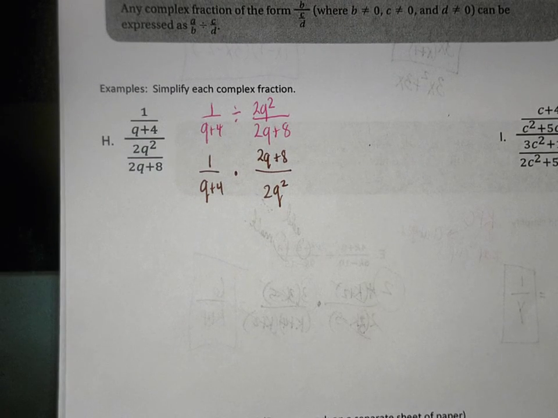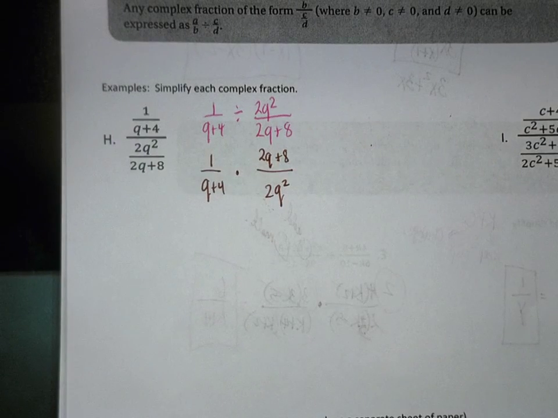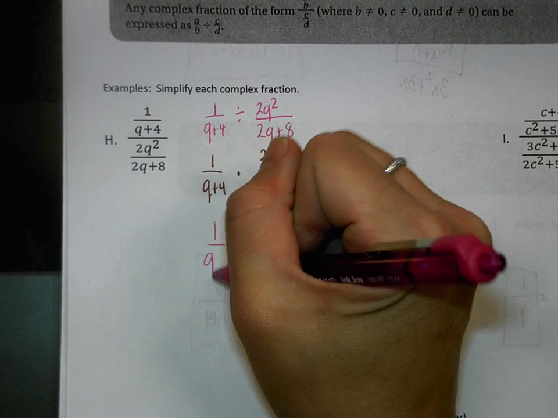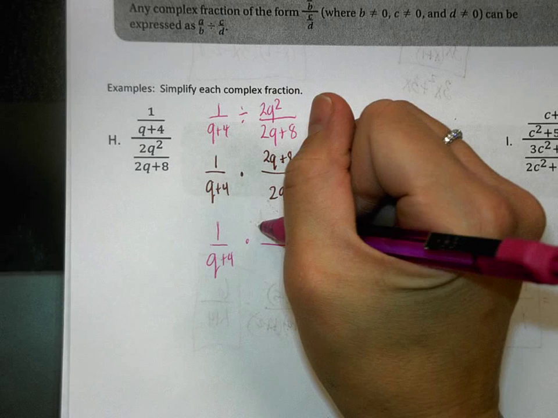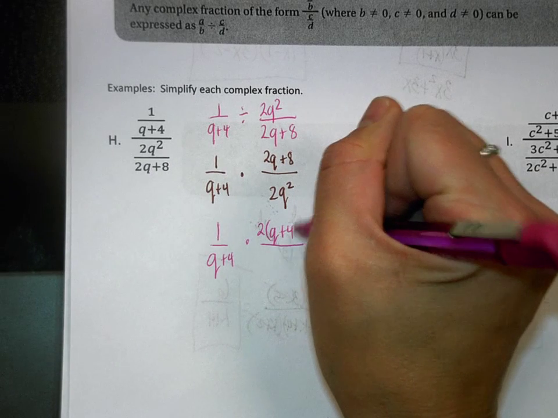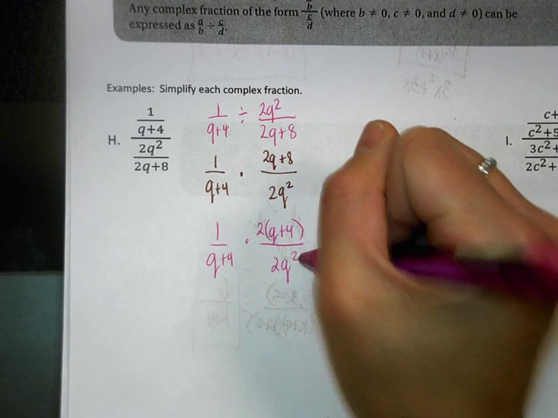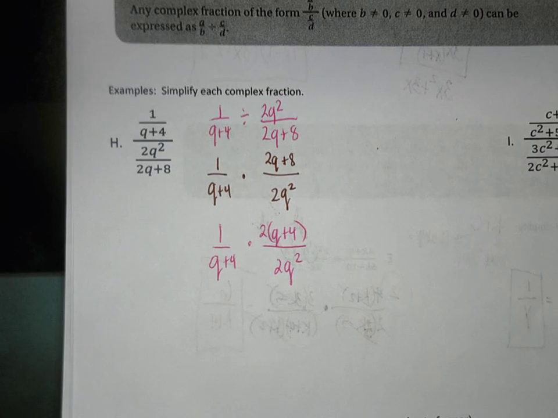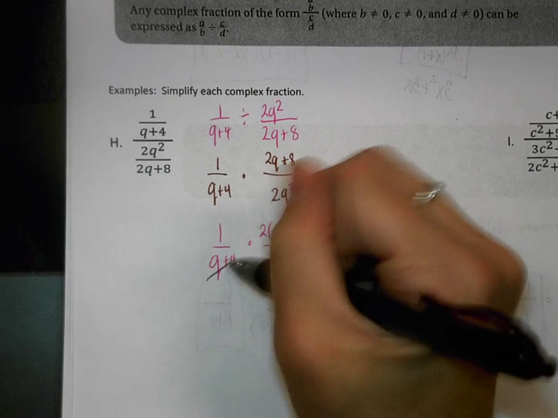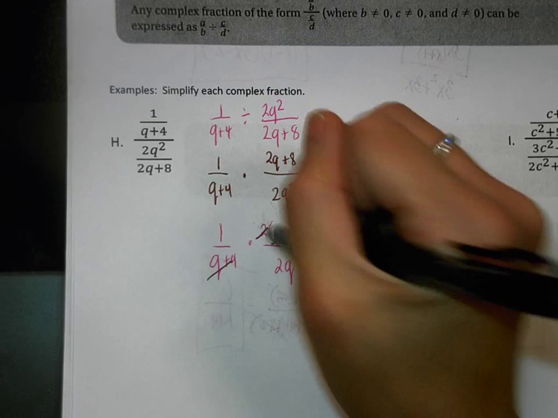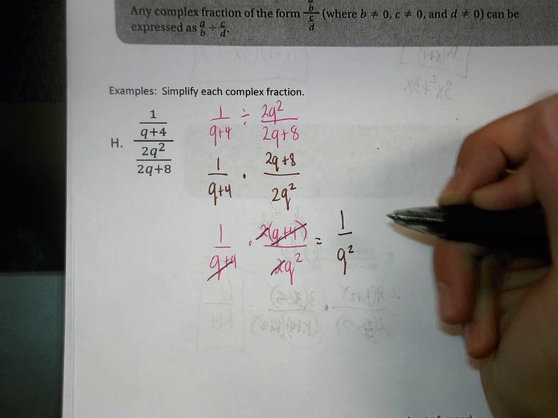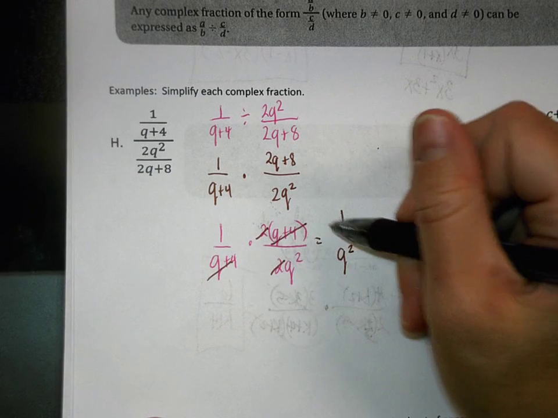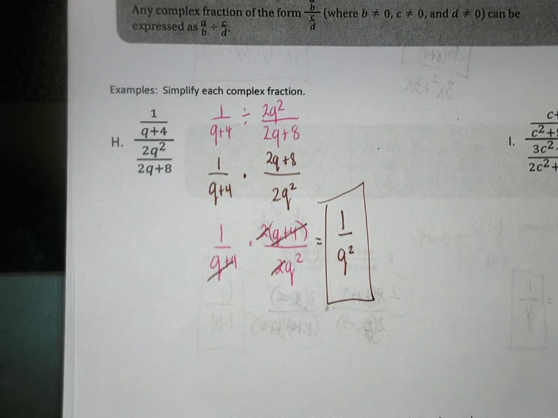Okay, is there anything that I need to factor? Good. So I still have the first fraction is 1 over q plus 4 times, and then I can factor out a 2, and I get q plus 4 over 2q squared. So what can reduce? Q plus 4's and the 2's. So we end up with 1 over q squared. All right, any questions?